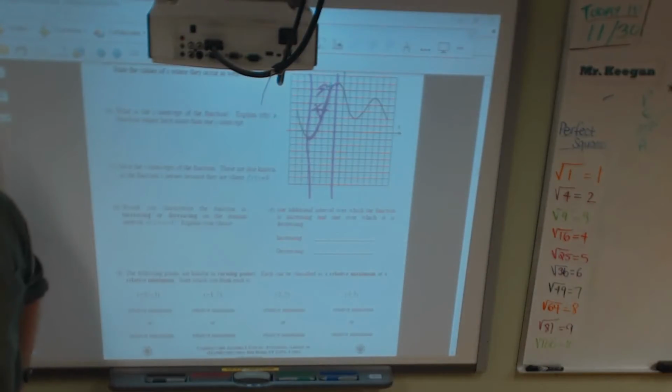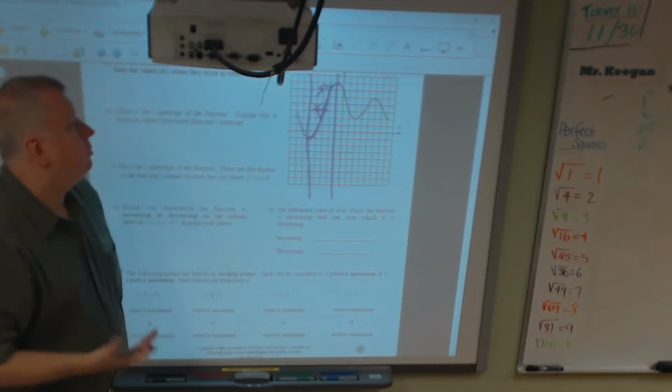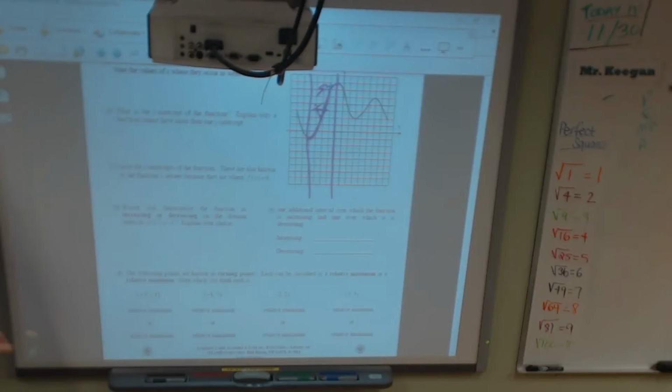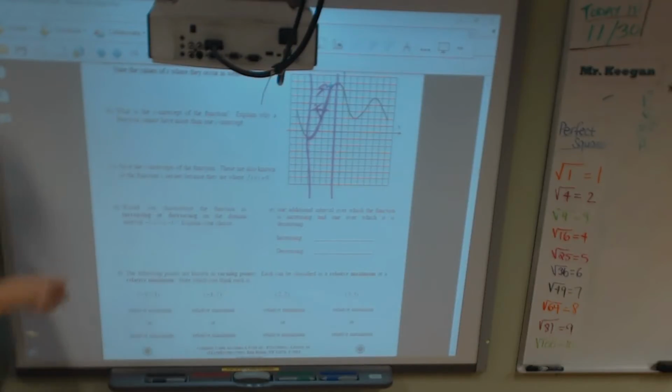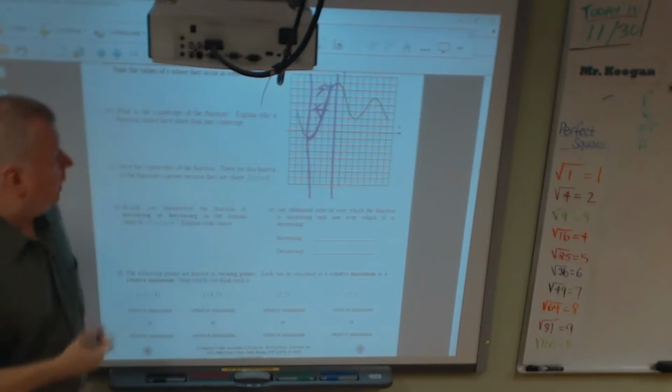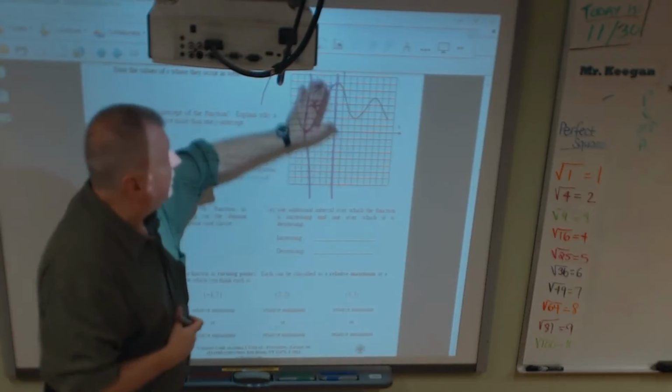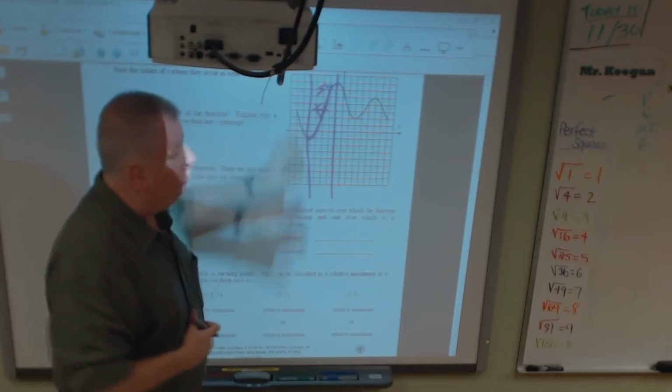I said explain. Just think of yourself, if you were walking along there from left to right, you'd be going uphill, that means it's increasing. Alright. If you're going downhill, it would be decreasing, okay? So give me another piece that's not this piece where it's increasing, from where to where?